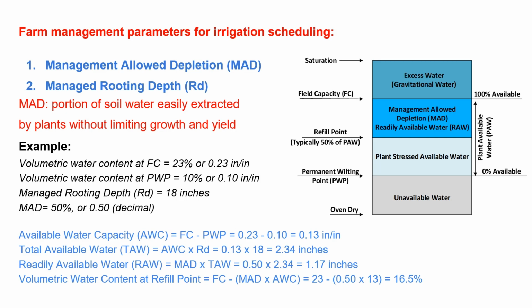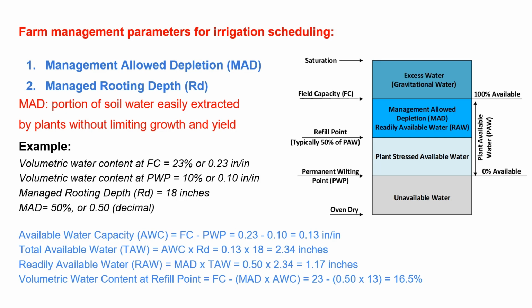As shown on the screen, the volumetric soil moisture content at the refill point for this example, an assumed MAD of 50%, is 16.5%. Note that the difference between the field capacity and refill point is only 6.5%. This narrow range means that the soil in this example can only hold less than 7% of its volume between the field capacity and the refill point for irrigation management. Such a narrow range underscores the need for careful irrigation scheduling and dedicated soil water monitoring.